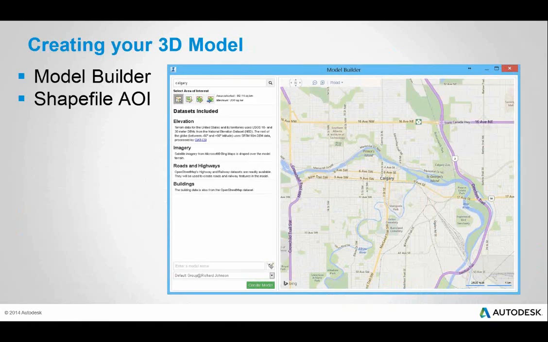Creating your 3D model using Model Builder has a new feature that allows you to bring in a shapefile to define your area of interest. The data sets that are included when you create a model for elevation, imagery, roadways, and buildings are defined on the beginning of the Model Builder page.